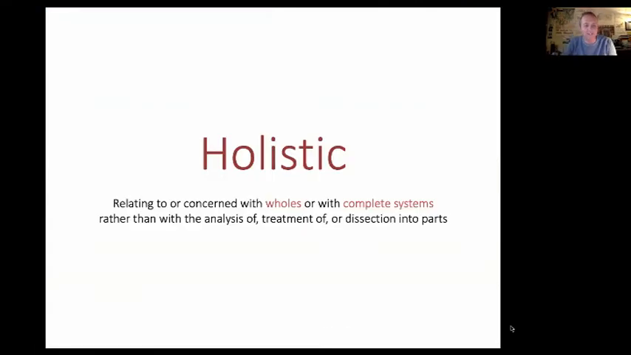And so the word holistic relates to or is concerned with wholes or with complete systems, rather than with the analysis or treatment of, or dissection into, parts. So when you're talking about holistic things, you're talking about the big picture and the set of relationships being described, rather than the individual components. The individual components are always referred to in terms of their relationship to the whole when you're talking about holistic issues.